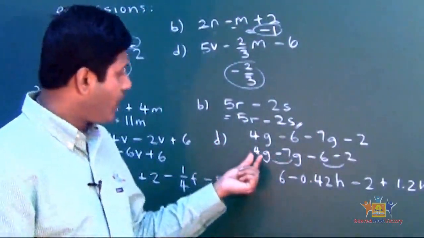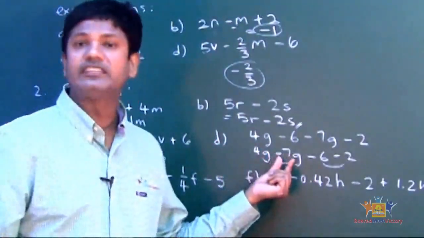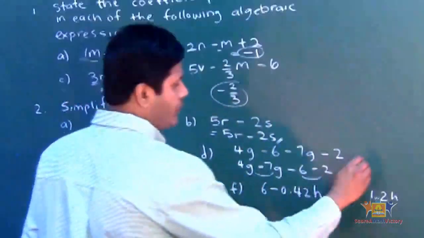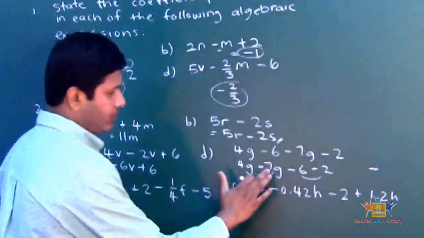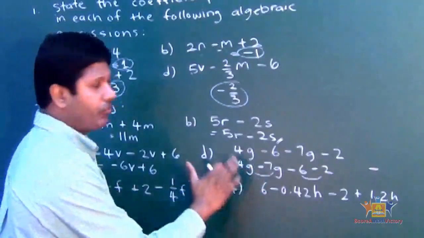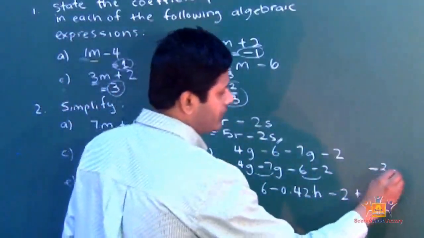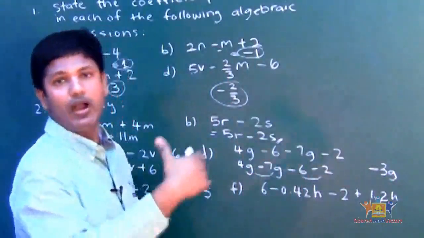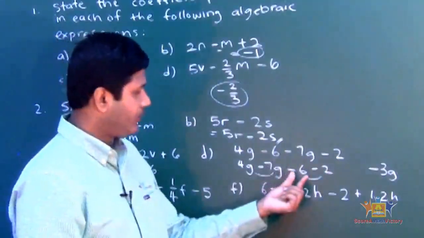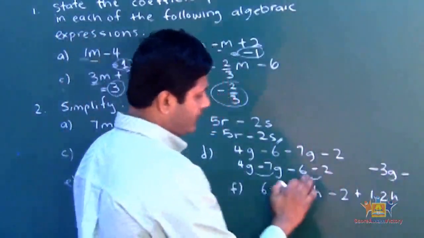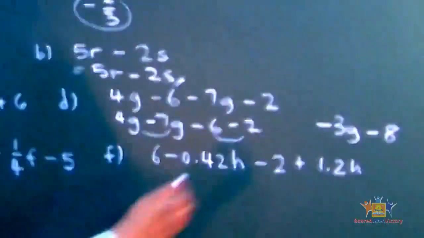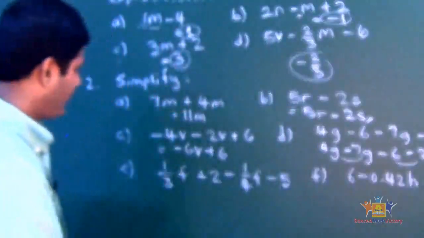We know I have 4, I owe 7. I owe more than I have, so it's going to be negative. So 7 minus 4 is 3, and we put -3g. Now look at that: -6 and -2. I owe more, see that? That means I'm going to owe more. So it's going to be -6 plus 2, which gives -8. There you go. That's that right there. Okay? Good.